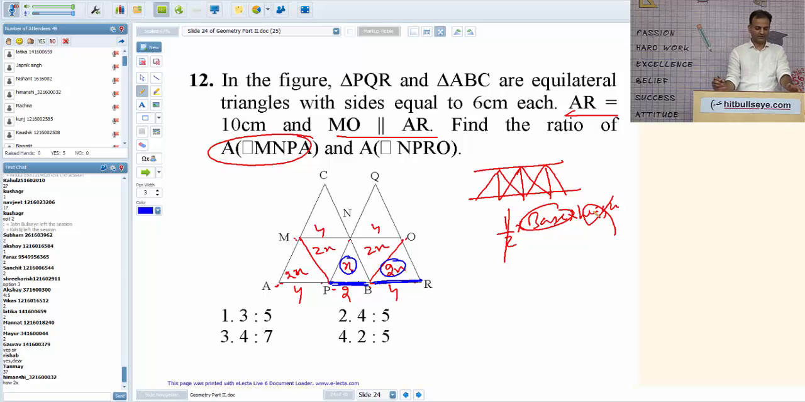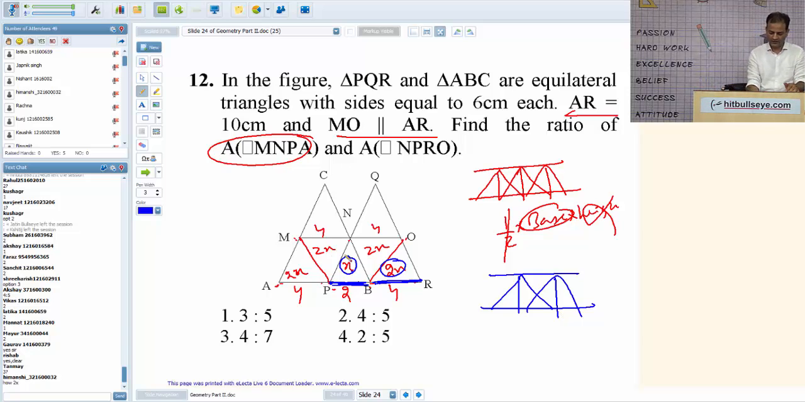Because area will be half base into height. I have applied the symmetry. Height will be same because these two lines are parallel. In any parallel line, height will be always same. Is it clear, Himanshu? So now see MNPA. What is MNPA? 2 plus 2, 4x. And what is NPRO? It will be 5x. So answer will be 4:5.